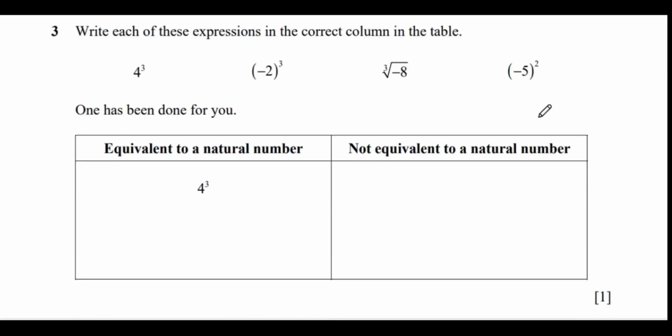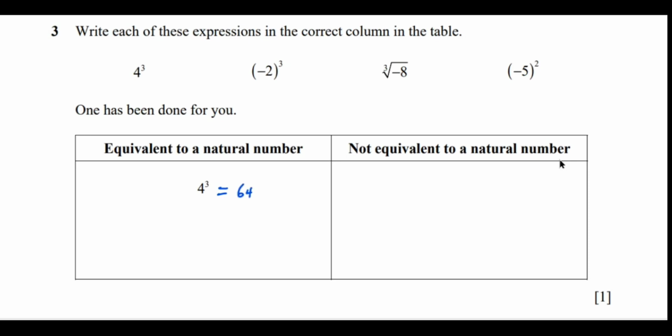The next one, we are asked to classify each of these numbers as natural numbers and the ones that are not natural numbers. What do you mean by natural numbers? Natural numbers are those numbers that will give you positive whole numbers. Just like you can see, one has been done for us. This particular one, if you open this bracket, you have 4 times 4, which is 16. 16 times 4 will give you 64. So it's a positive whole number.